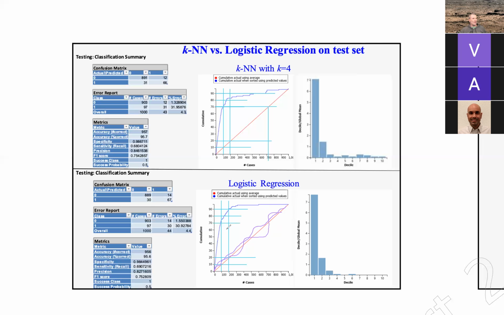And so you can ask yourself, if I'm looking to get a 90% response rate, let's say these were mailings going out, how many people do I need to email to get a 90% response rate? Well, using the algorithm, you have to email 200 people. Using random chance, you have to email 900 people. So that's how you read how well the algorithm is performing using the lift chart.